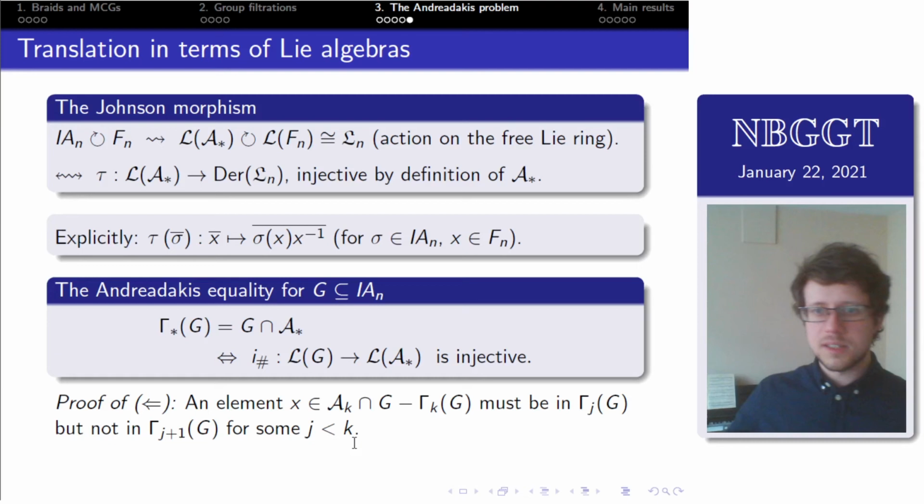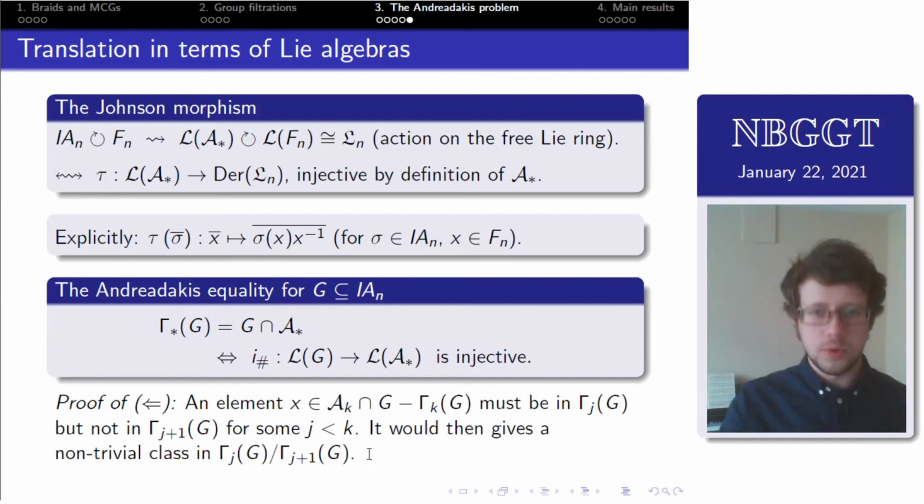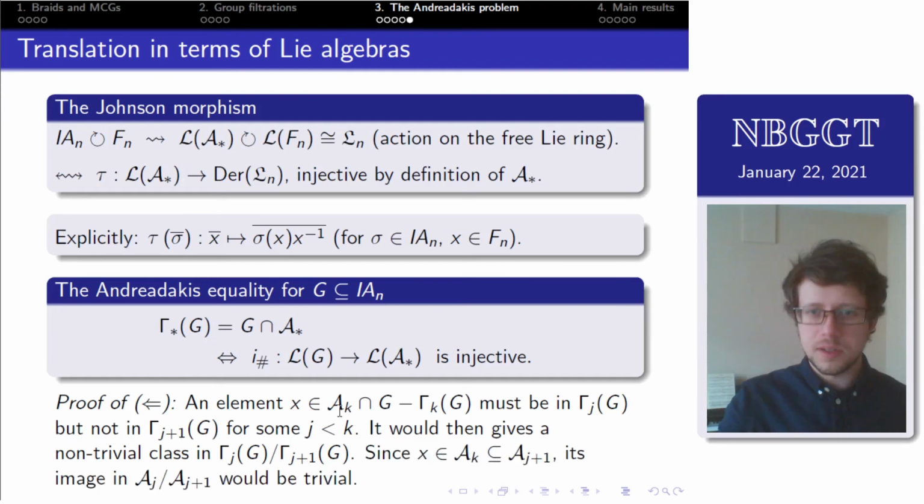Okay, and if it's in gamma j and not in gamma j plus 1, that means exactly that it gives a non-trivial class in this quotient. But then its image in this quotient here would be trivial. Why is that? Because we know that x is in AK, and AK is in gamma j plus 1, so it's 0 inside this quotient.